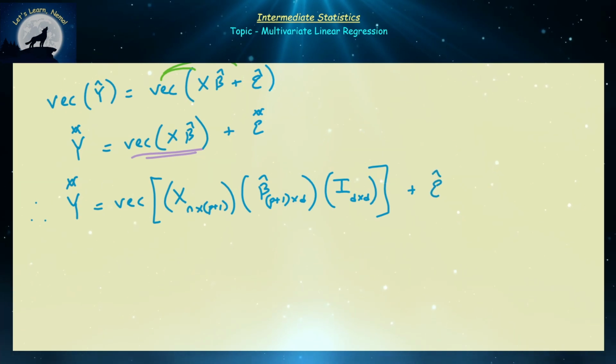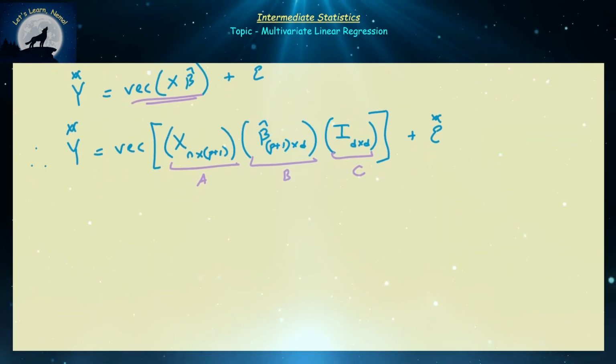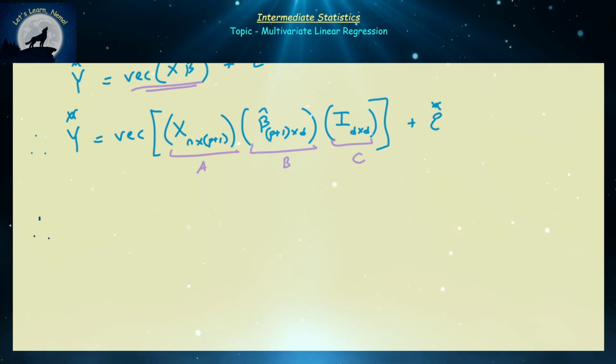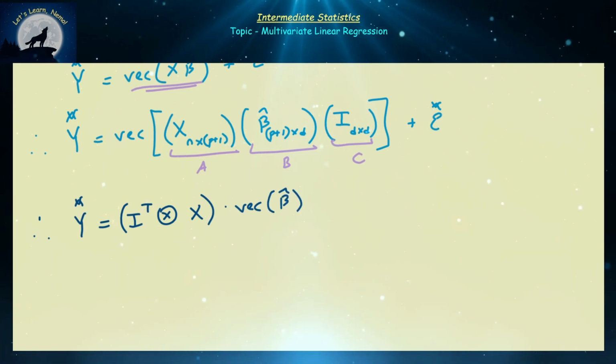And then we're going to have our residual vector vectorized. So now this is going to be like our A, this is going to be like our B, and this is going to be like our C, right? Which is going to turn it into C transpose Kronecker product with A times the vectorization of our beta hat. So once we actually write that out, what are we going to have? We're going to have y hat vectorized equal to the transpose of the identity Kronecker product with x, and then times the vectorization of beta hat, plus the vectorization of our residual vector.